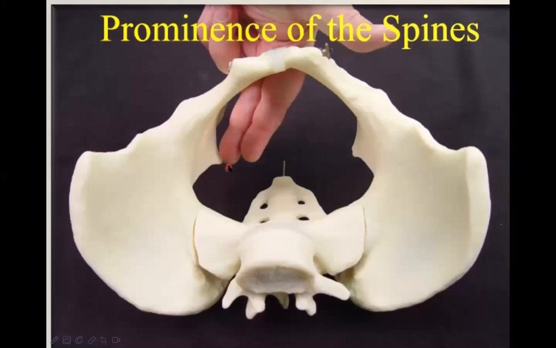This is the judgment of prominence of the ischial spine, or interspinous diameter. We should move our fingers away from each other, these 2 fingers, and if they nicely touch the ischial spine on either side, then the interspinous diameter is normal.